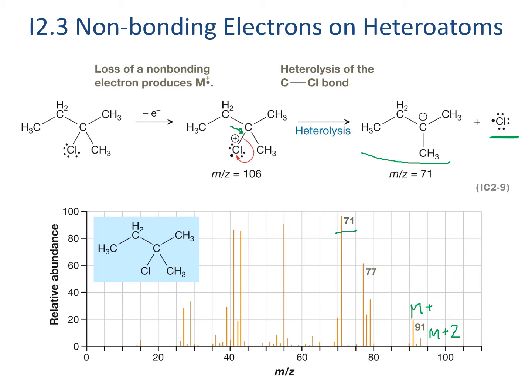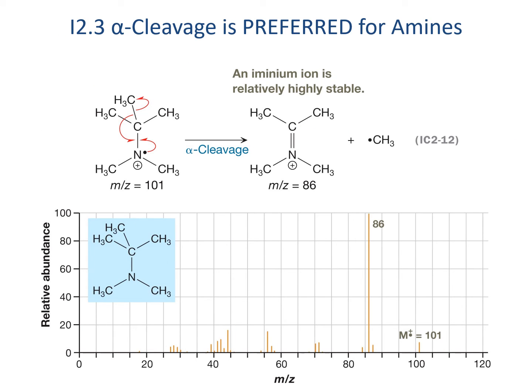We also see 77 is one of our peaks. And notice that it actually has a mass plus 2 peak in decent ratio. So there's a good chance that it actually has a chlorine on it as well. So we don't always lose the chlorine, but it's one of the more likely things.